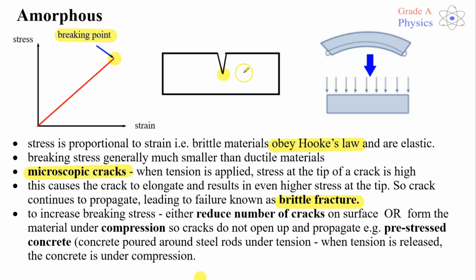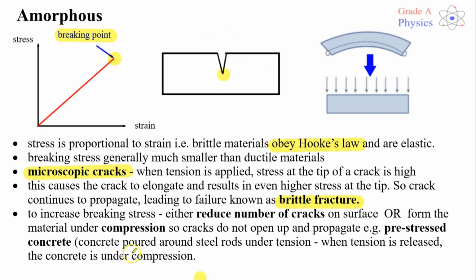There are 2 ways we can strengthen amorphous materials and reduce this brittle fracture. One thing we can do is reduce the number of cracks on the surface. When it's being manufactured, whatever product it is, we can take real care that the surface, the edge, is as smooth as possible, so we have as few of these cracks as possible, which will reduce this mechanism taking place.